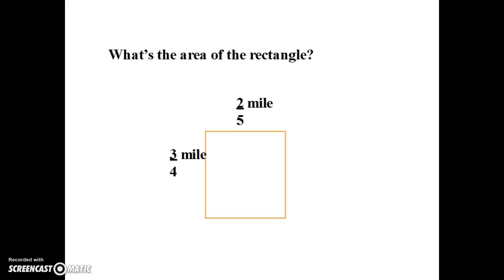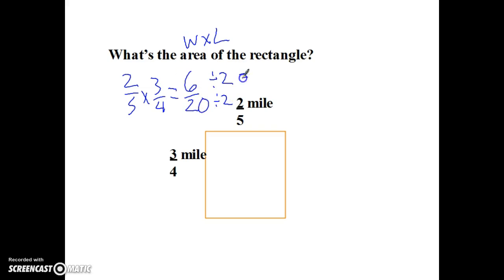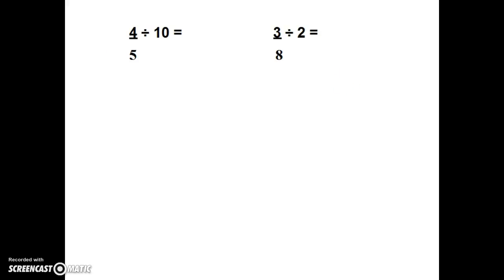What's the area of the rectangle? Area means width times length. So I'm taking 2/5 times 3/4, which is going to give me 6/20. I can divide them both by 2 because they're even. And I get 3/10 square miles, which is really less than 1 square mile.